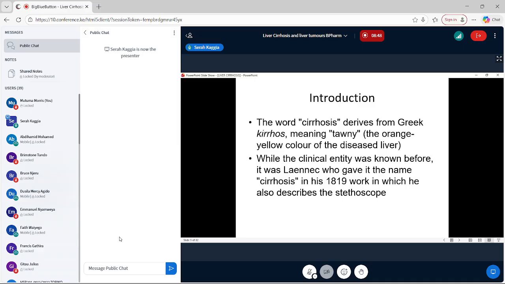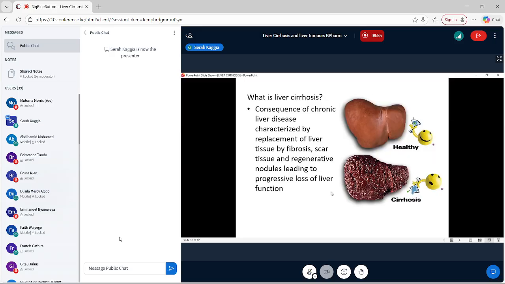But what is the actual definition? Here is the actual definition. Liver cirrhosis is a consequence of a diseased liver because of repeated replacement of the normal liver tissue by scar tissue and regenerating nodules. And because of that, the function of the liver is drained, like the one you see in the butchery.